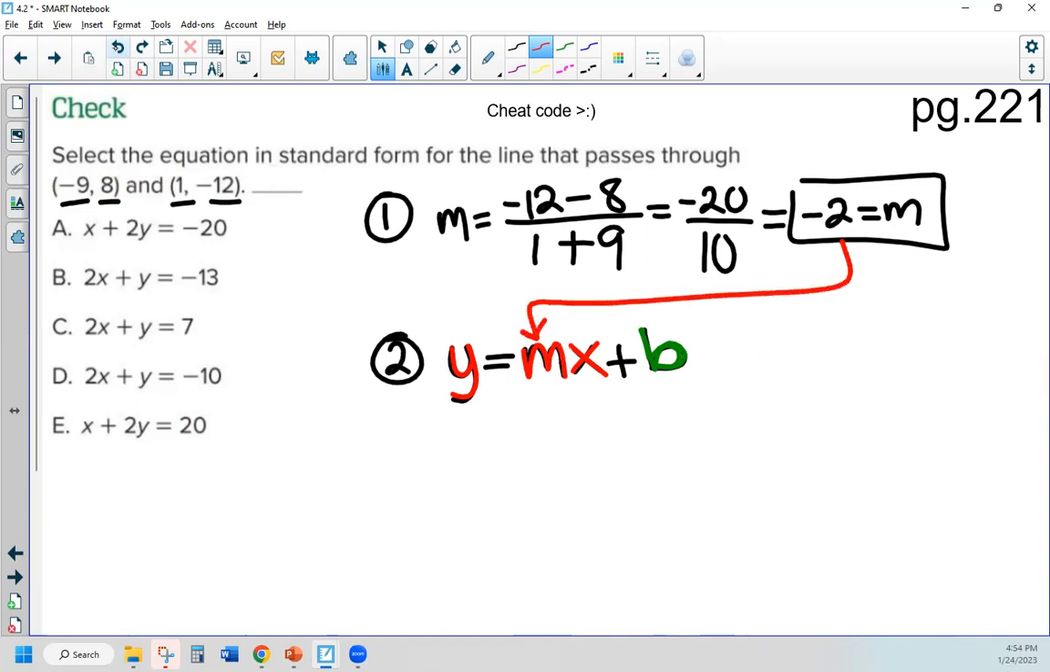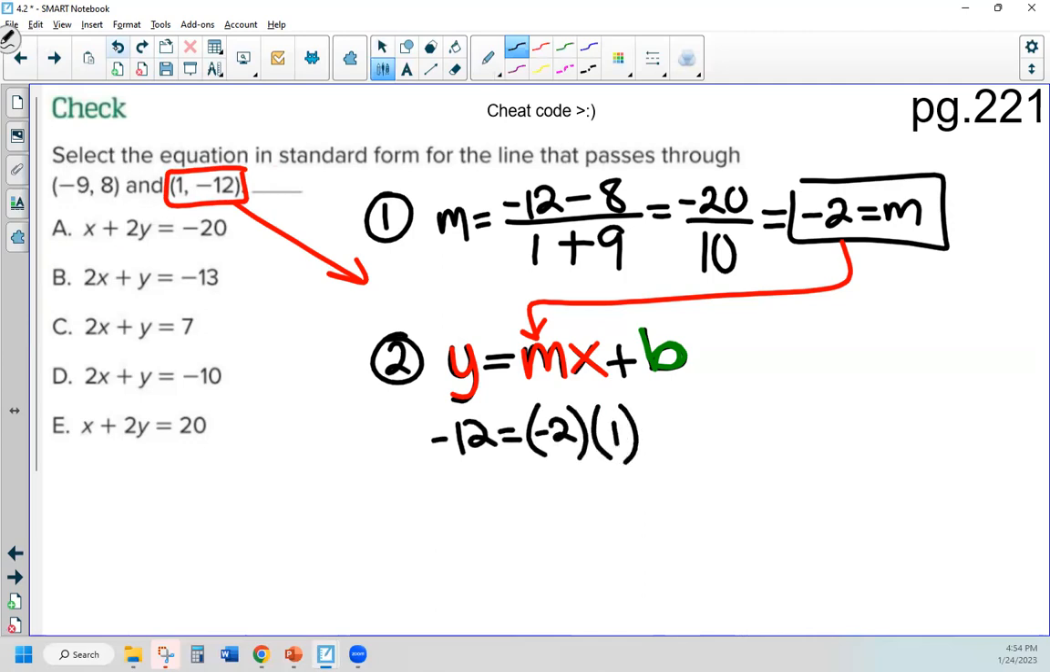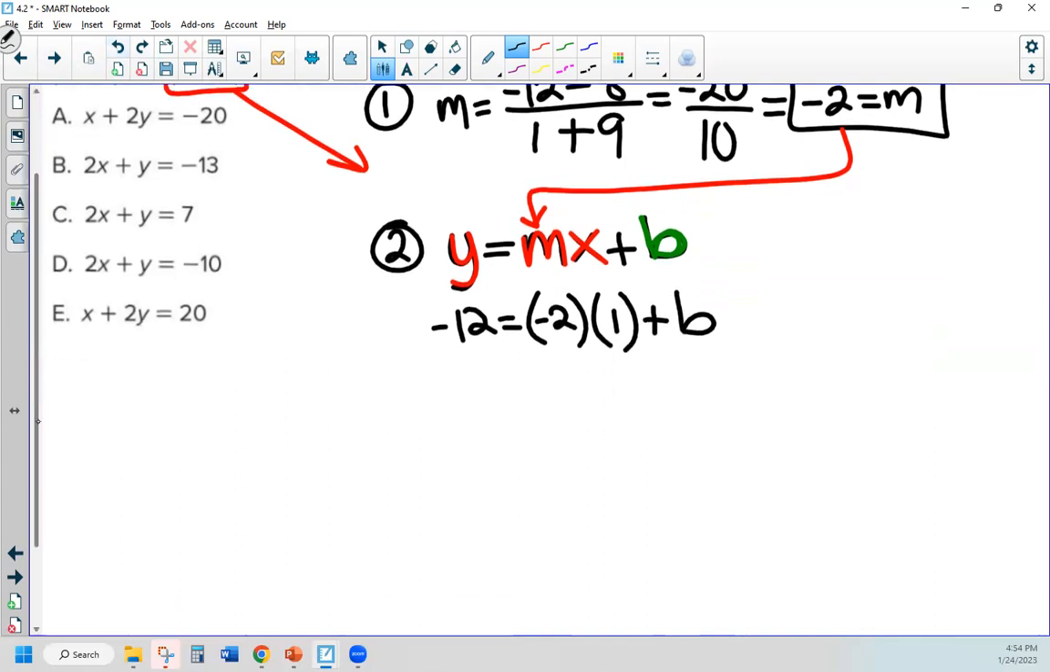Okay, so right now you go ahead and flip a coin and you decide which point you want to put in there. It doesn't matter. I kind of like the 1 and -12 just because we have a 1 in there. So I'll go ahead and use those points right here. My y is -12. So -12 equals the slope of -2 times the x value of 1, which nothing changes, plus b. So let's do this math. You can see that this is all set up so we can find b.